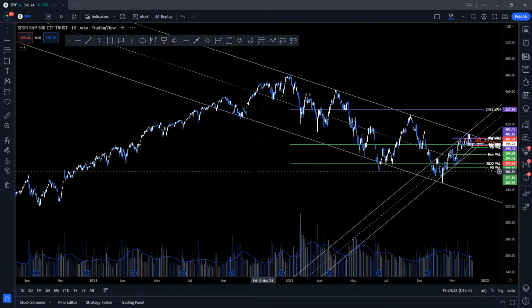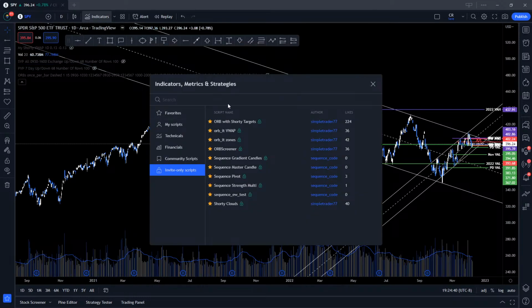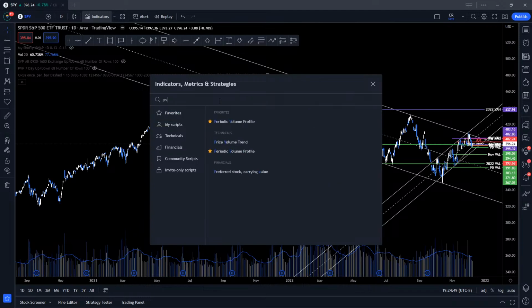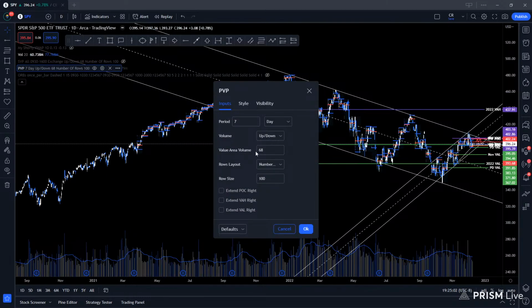So from the 1-day chart, what I do is I'll turn on my PVP, which is the periodic volume profile. In the search, you can just search for PVP, or you could type out periodic volume profile. With PVP on the 1-day, my settings: volume area value is going to be 68, row size is going to be 100, and I'm going to start on the 12-month chart.